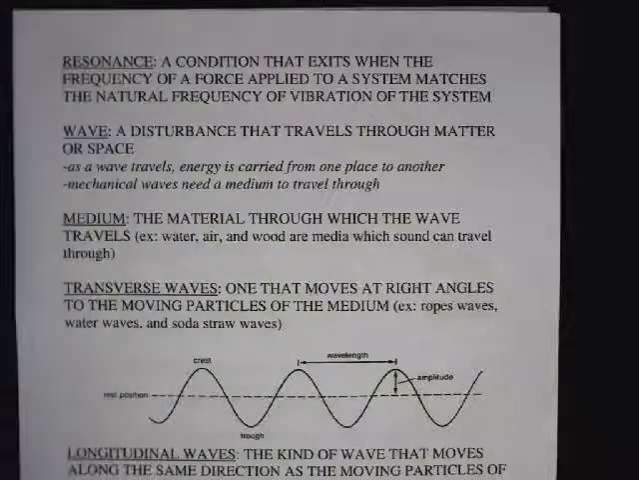So what is a wave? A wave is a disturbance that travels through matter or space. So as the wave travels, energy can be carried from one place to another. In this chapter, we're going to be talking about mechanical waves. Mechanical waves need a medium to travel through.